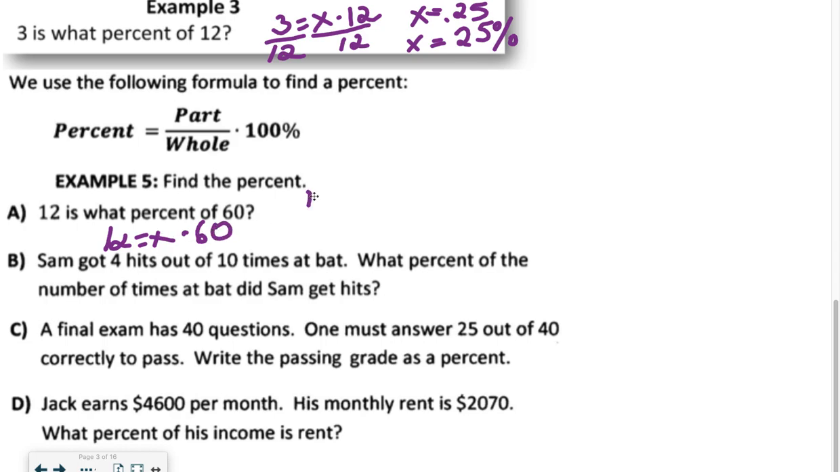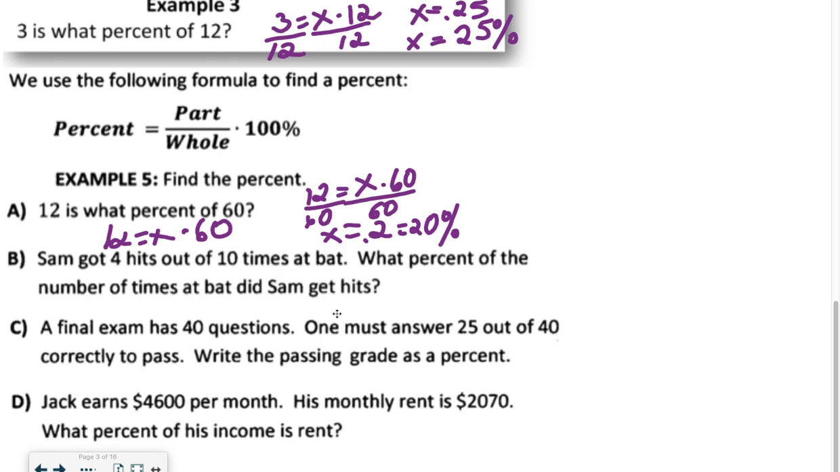Again, let me write this out a little better over here so we have a little more space. So again, I want to get x by itself. I'm going to divide both sides by 60, and I get x equals 0.2, which is 20%. Okay, so remember, when you get that decimal, you got to change it to a percent if it asks.